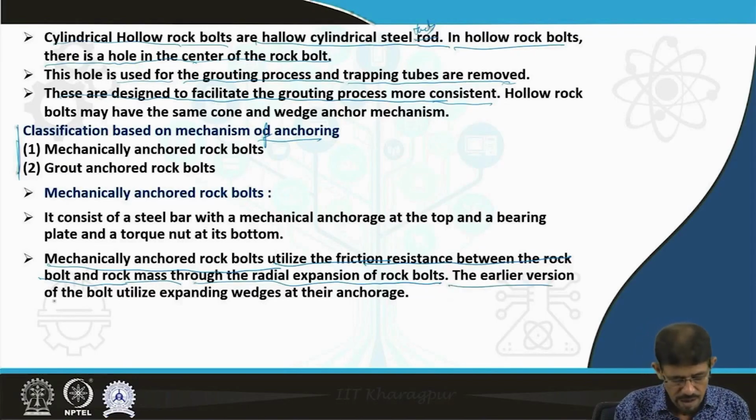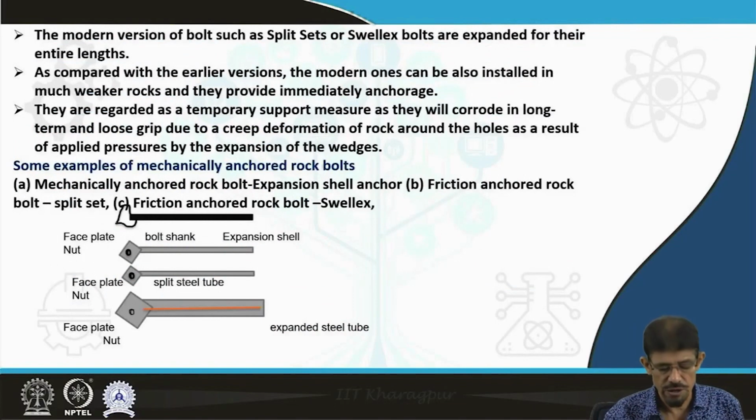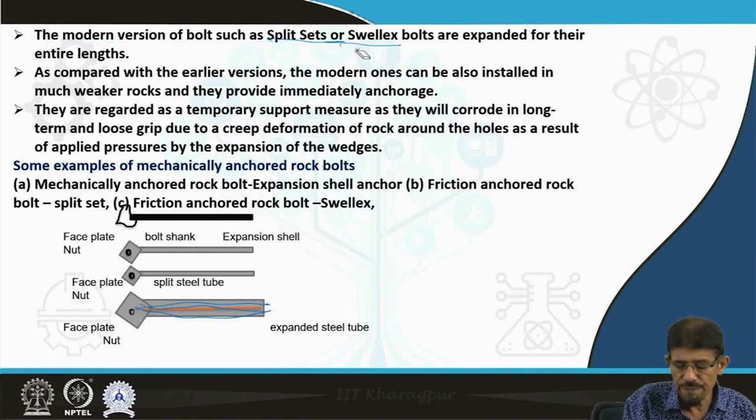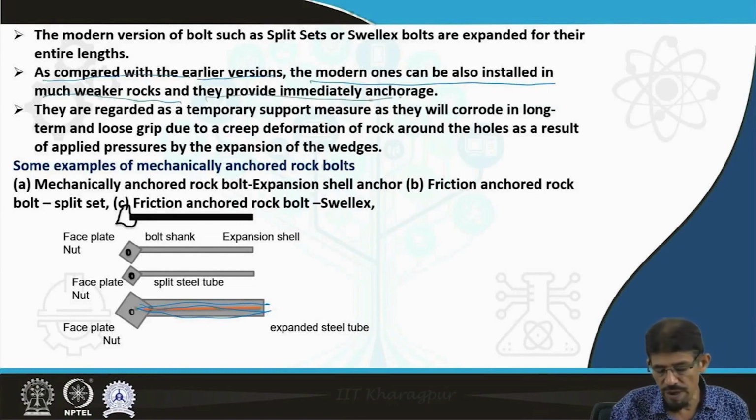The earlier version of the bolts utilizes expansion wedges at their anchor, but we now have slot wedge also as extension. The modern version of bolts such as split sets or swellex have the cut throughout the entire area, as you can see. So various types of modifications are available in bolts for enhancing the strength of rock. As compared with the earlier version, the modern one can be installed in much weaker rocks and provides immediate anchorage.